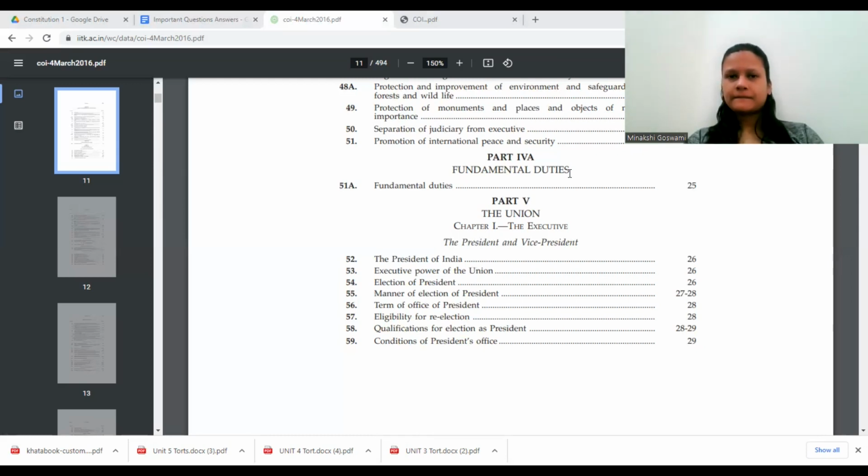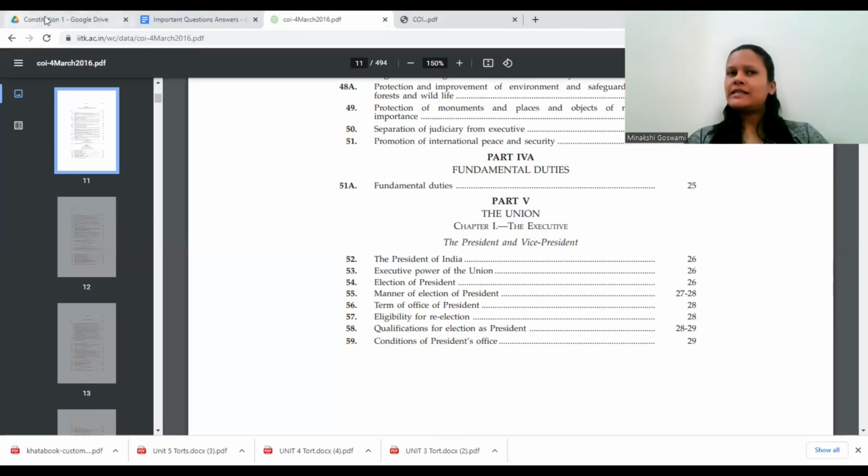Okay, so when we talk about Constitution, Constitution is a written one, so according to that, rules are made like that. I don't know.